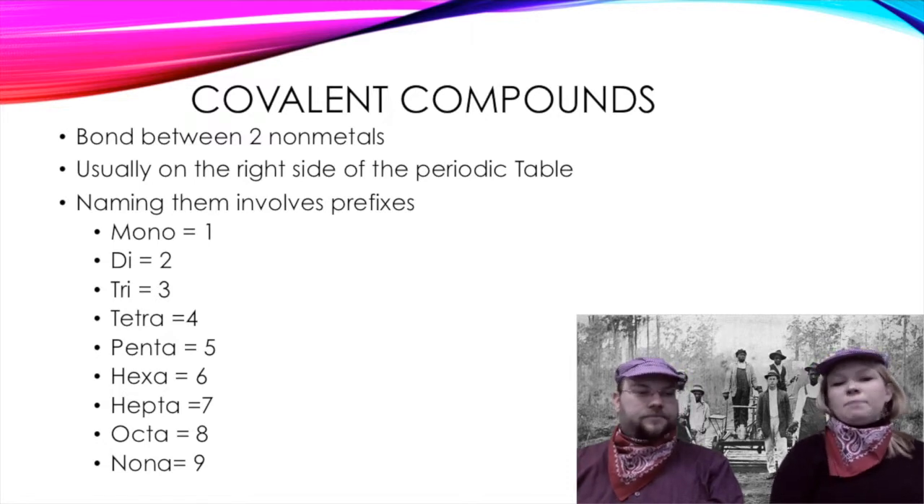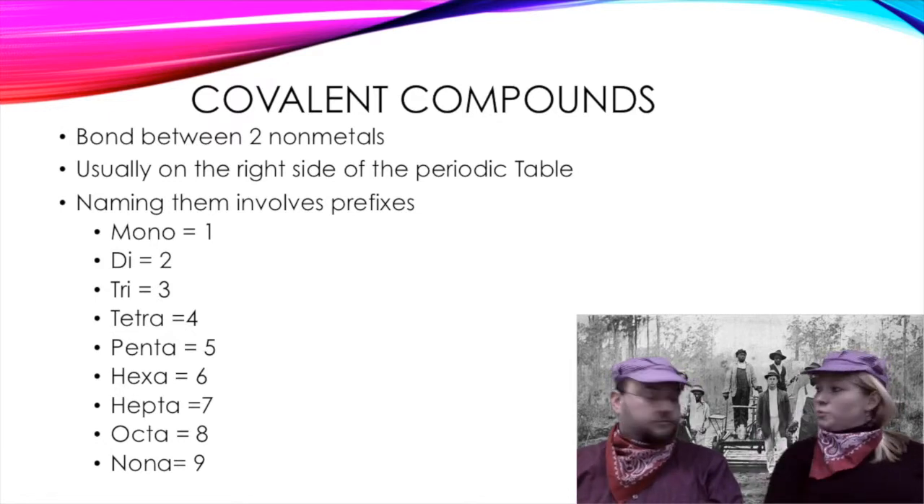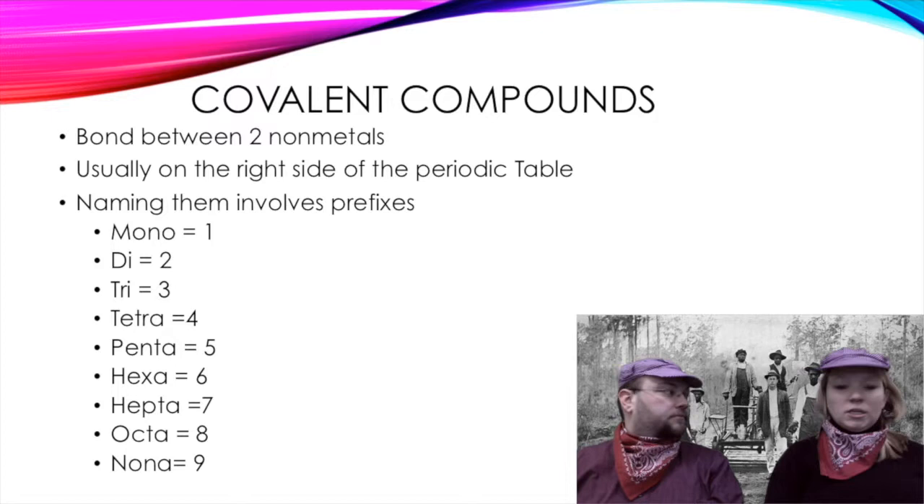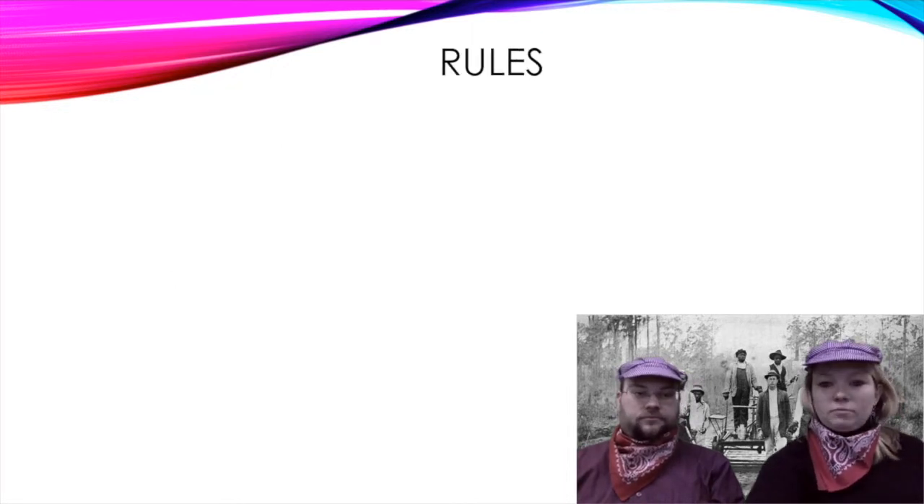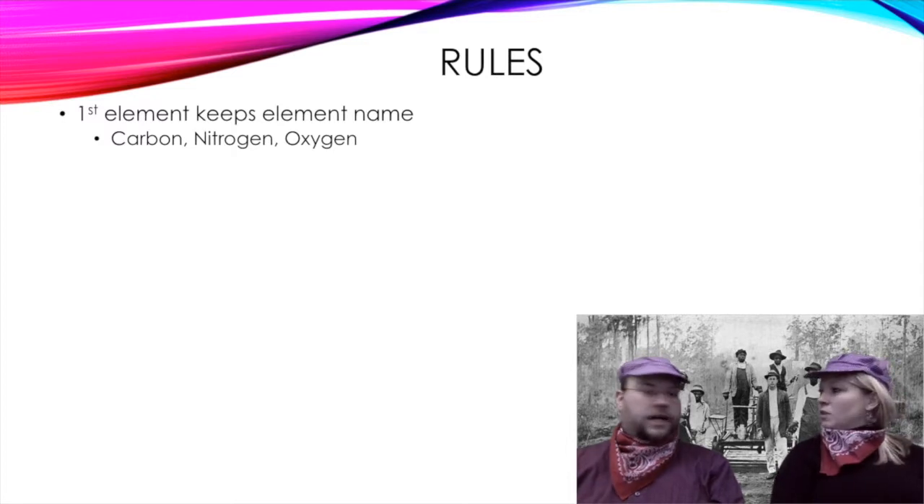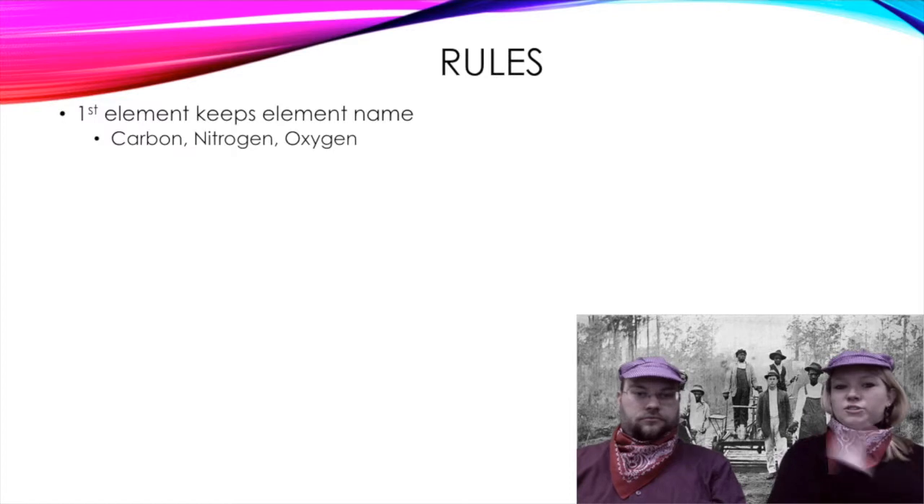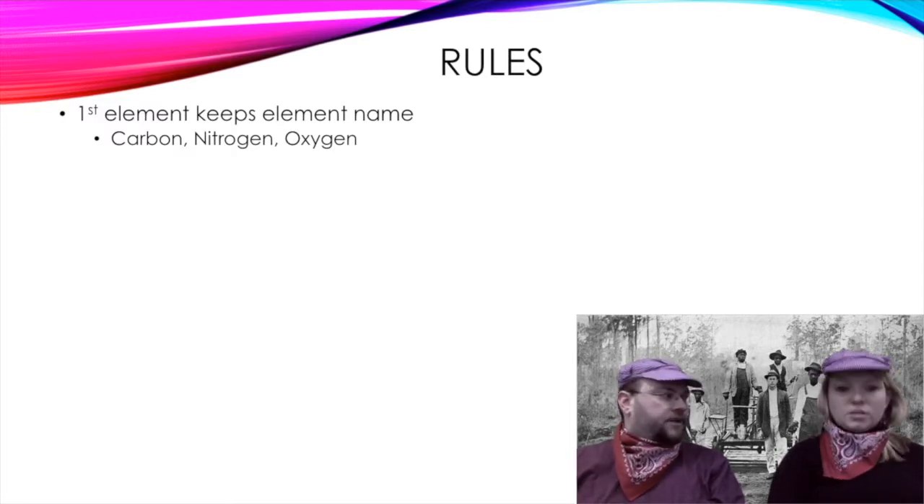Basically, what you're going to do with your covalent compounds is much easier than naming ionic. You write what you see. So here are some rules. The first element keeps the element name. So carbon, nitrogen, oxygen, fluorine, chlorine, any of those, you just say what it is. Just like ionics.